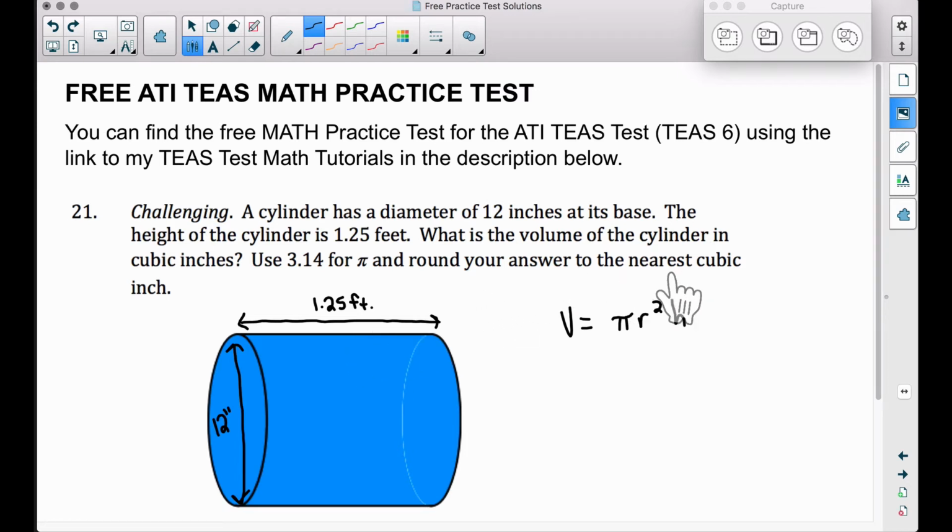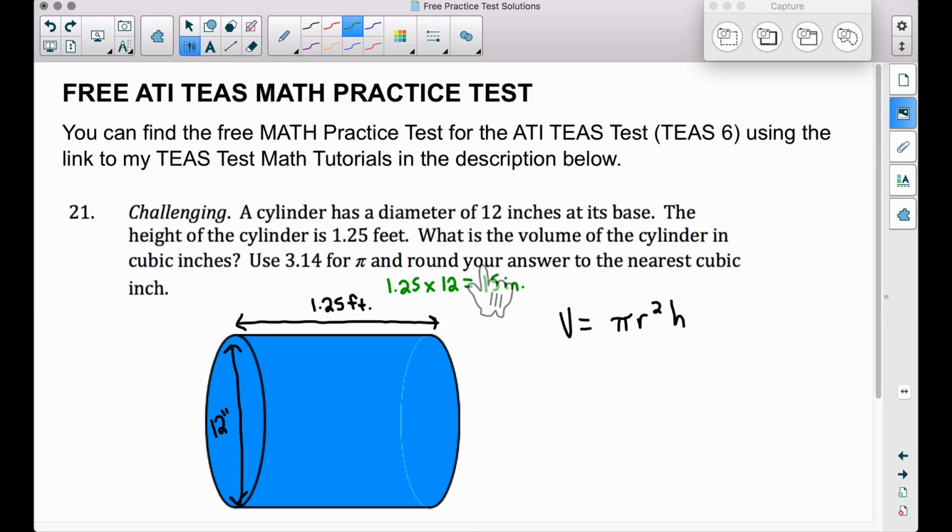And take note, since we want our volume to be to the nearest cubic inch, we need to make sure everything is in inches to make our computation easier. 1.25 feet is the same thing as 15 inches. A quick way to convert feet to inches is to take the number of feet you have and multiply it by 12. Since there are 12 inches in 1 foot, and we have a little bit more than 1 foot, we have 1.25 feet. 1.25 times 12 is 15. This is going to be the height of our cylinder in inches.